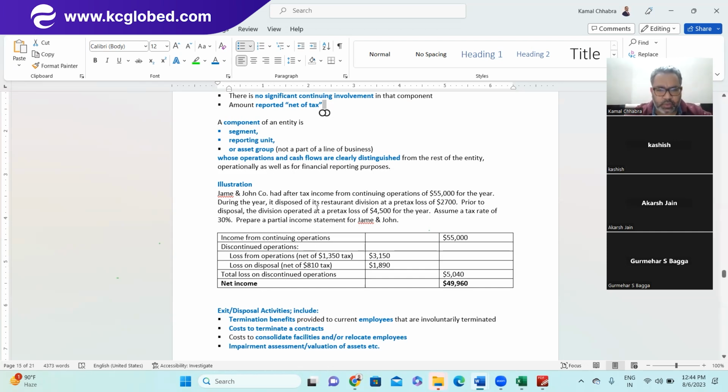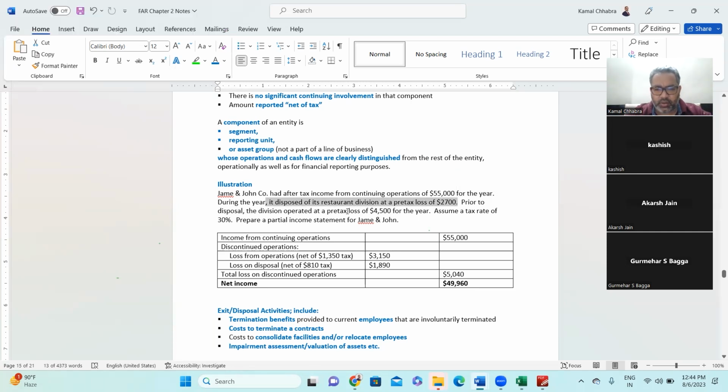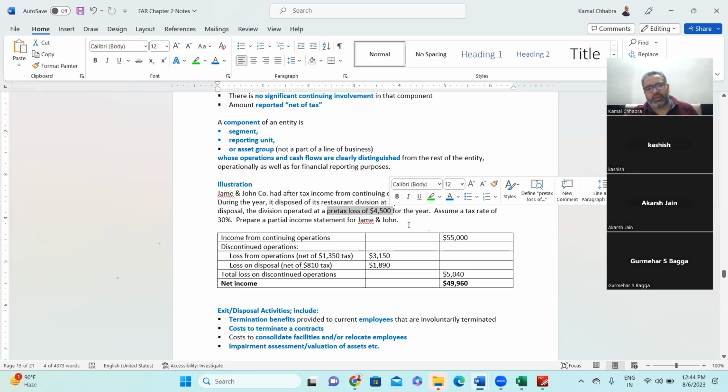One second. So it disposes of its restaurant division. So this is like collection. But prior to disposal, they have incurred a loss of 4,500. So 4,500 multiplied by 30%. How much is it? 1,350. 4,500 into 0.7 is 3,150. Right? 1,350 is the taxes. So loss, net of taxes, is 3,150.